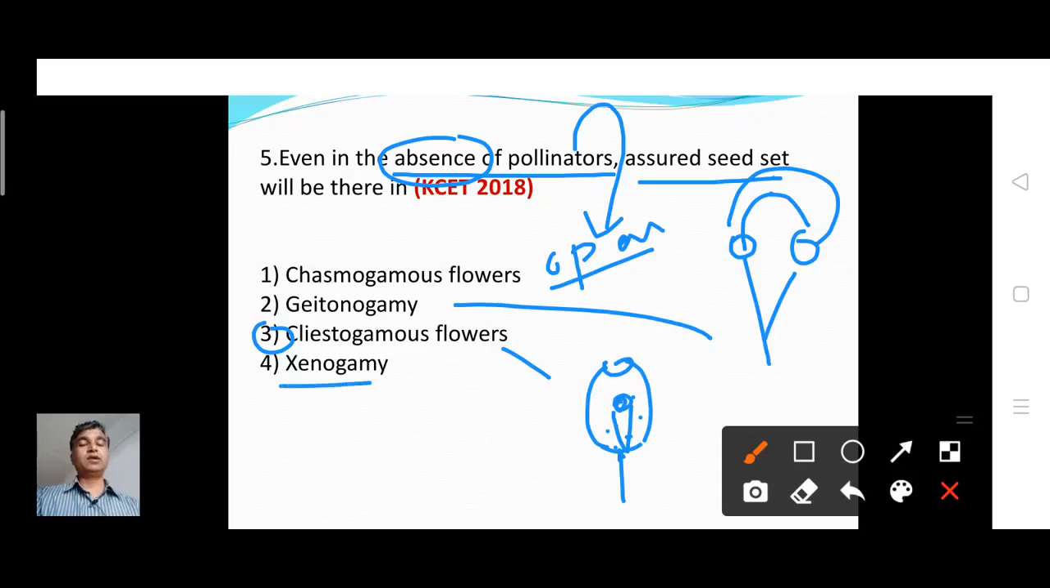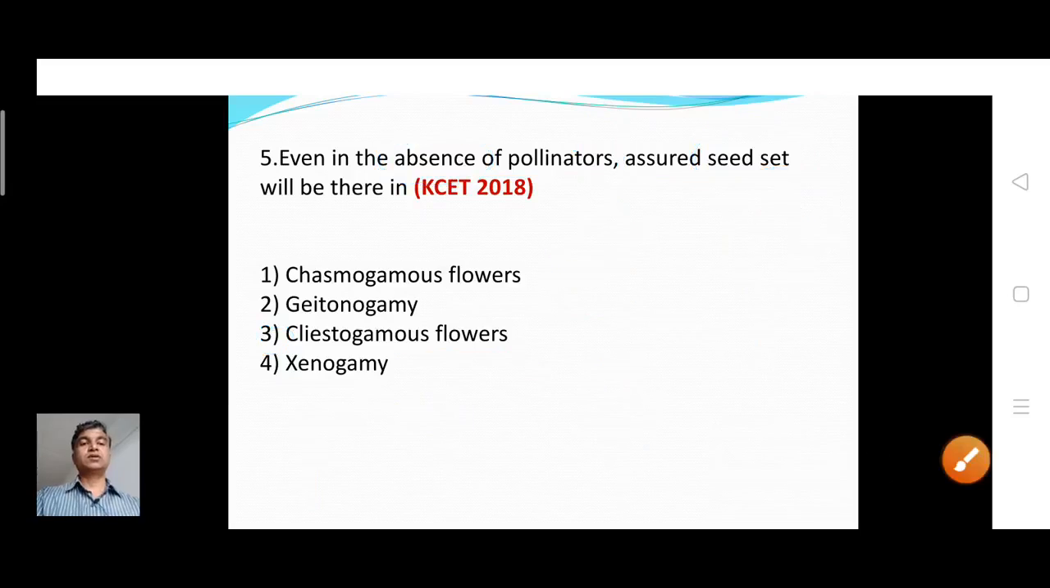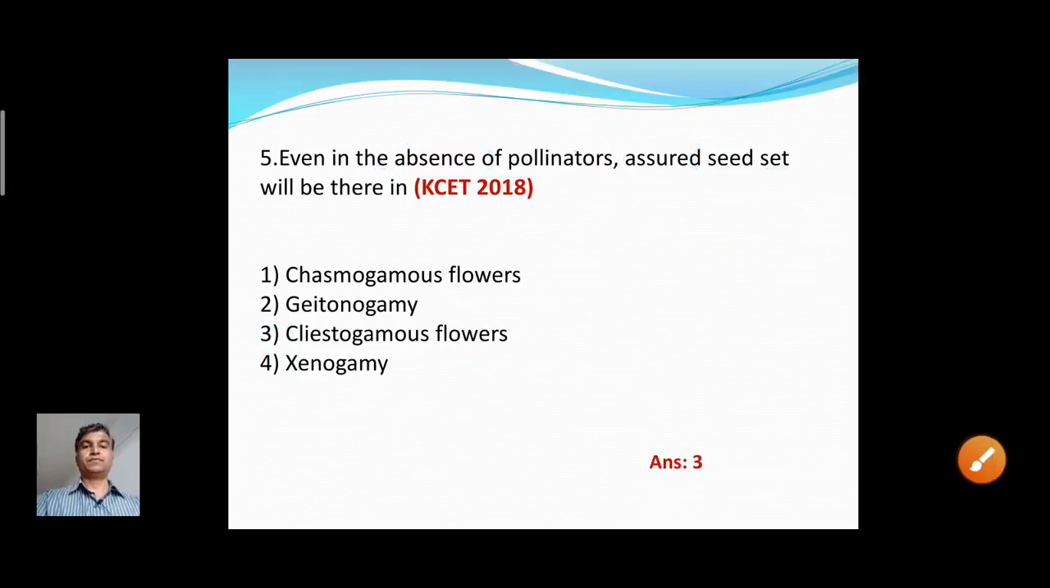Xenogamy means again it is a transfer of pollen grain from one flower to another flower. Here also pollinating agents are required. So ultimately only in the cleistogamous flower, dependency on pollinating agents is absent. Even then seeds are set. So the answer is cleistogamous flower.